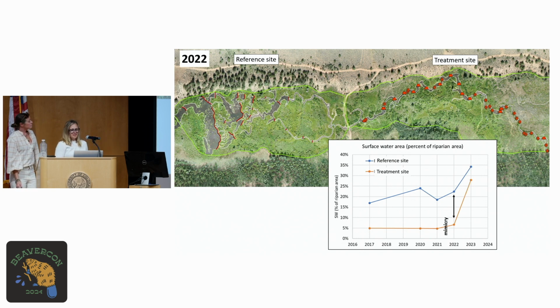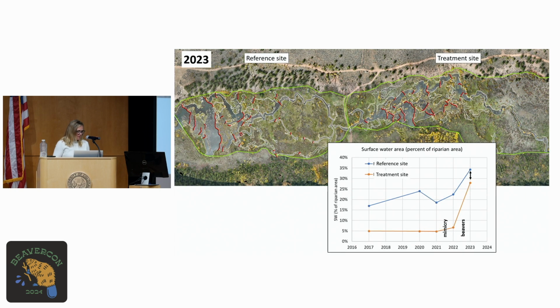Okay. So here, in 2022, we did our mimicry work, and we increased it from 5% to 7%. And then the big change on the site happened in 2023, after the beavers reoccupied the site and took over maintenance. Surface water area jumped from 7% to 28%. The reference site also rose during this time period. So immigration of beavers to the section we treated was the real difference maker. And this really highlights the importance of restoring nature's own natural processes.